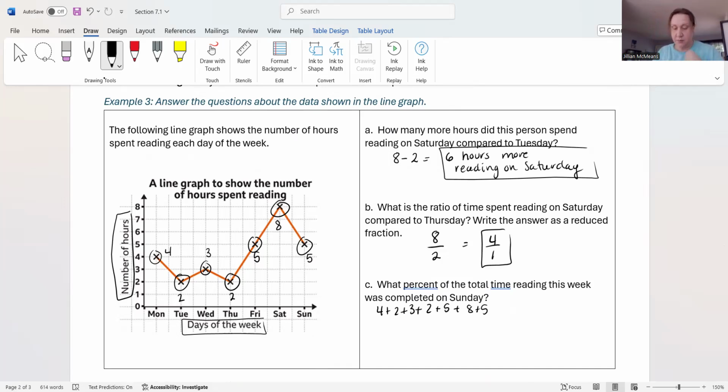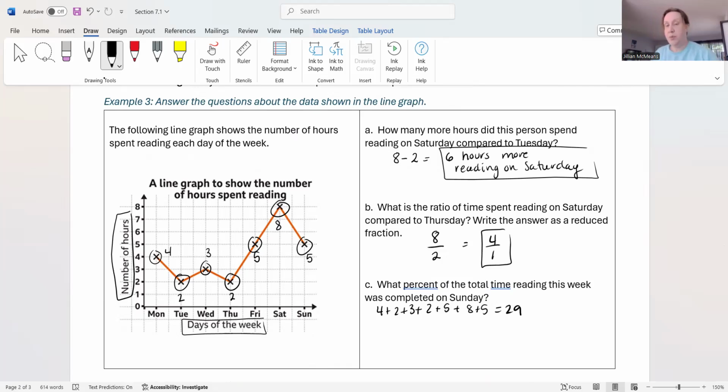You could do this by hand, or you can do it quickly on a calculator. I'm going to do it really quickly on my calculator. So, 4 plus 2 plus 3 plus 2 plus 5 plus 8 plus 5. So it looks like a total of 29 hours were spent reading throughout the whole week, okay?